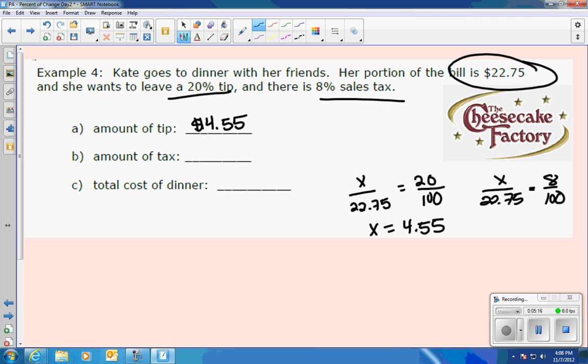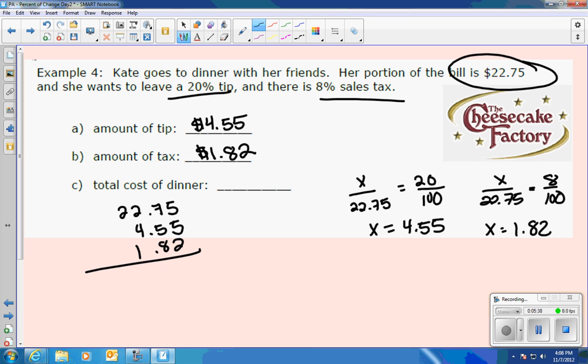My 8% is $1.82. And that's my tax. So how do I find my total cost of dinner? I take $22.75, my tip, and my tax, and I add it all together.